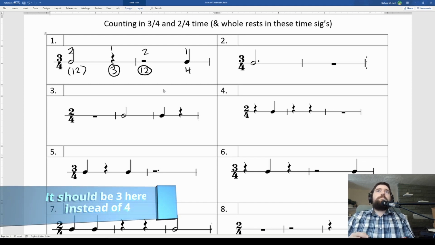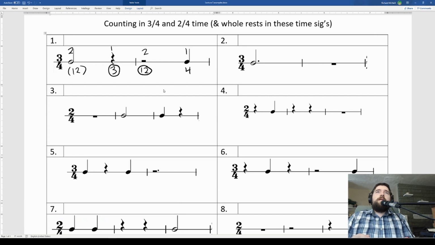Okay, where the half note has gotten the first and second beats of the measure, then beat 3 was done by that quarter rest, and then beats 1 and 2 of our next measure go with a half rest, and I messed up right here. It should be beat 3 with that. We don't have a beat 4 in 3/4 time.